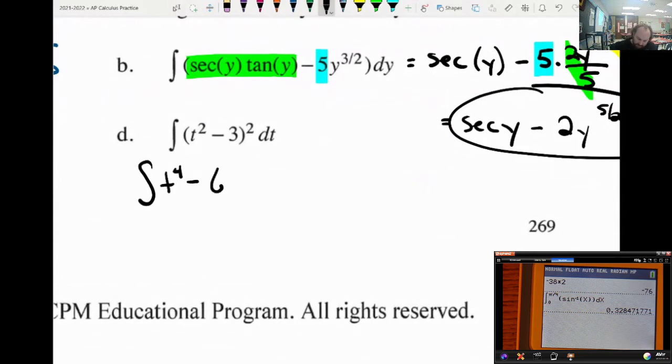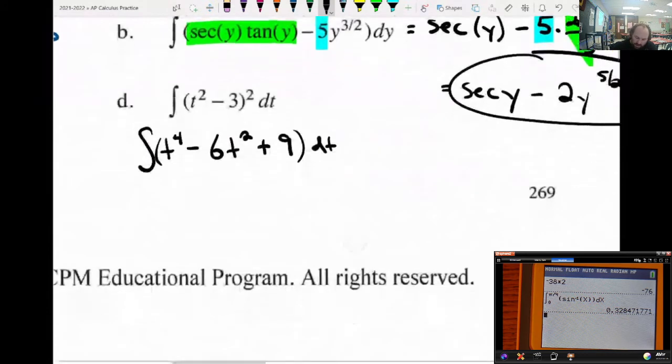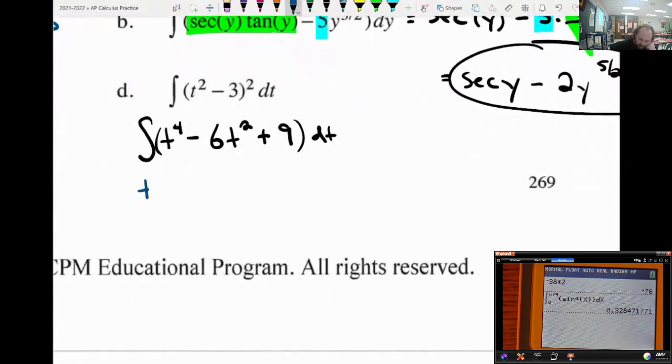So let's call that 6t squared plus 9. That's the antiderivative of, or that's at least the expansion part there. And now we'll just take the antiderivative. We need t to the 5th power over 5. We'll cancel that out. Next, we're going to have 6 times t to the 3rd power over 3, and we'll let the 6 and the 3 balance out there, plus 9t plus c.